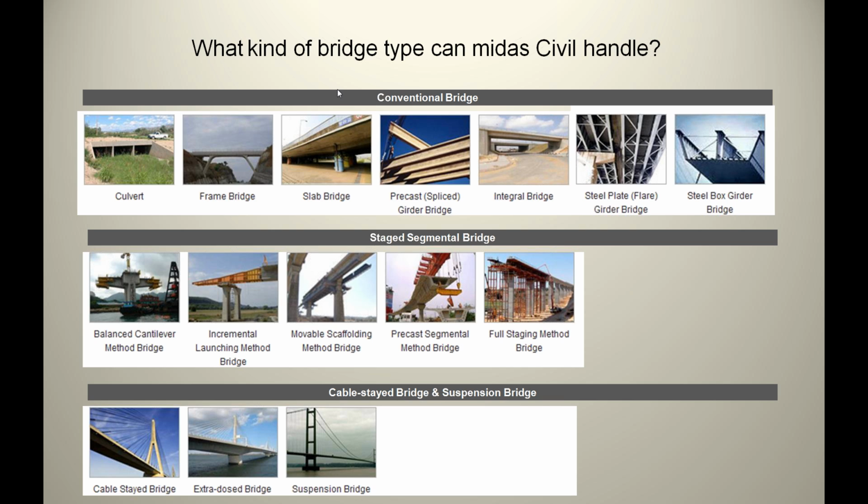So what kind of bridges can Midas Civil usually handle? As I told you, it can handle very conventional bridges like culvert, frame bridge, slab bridge, precast, integral bridge, steel plate bridge, steel box girder bridge, to staged segmental bridges like balanced cantilever, incremental launching, movable scaffolding, precast segmental, full staging method bridge, to very highly complex cable-stayed bridges, extradosed bridges, suspension bridges. So it can handle various types of bridges.